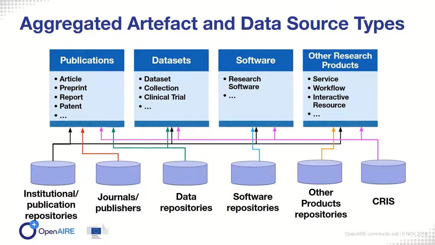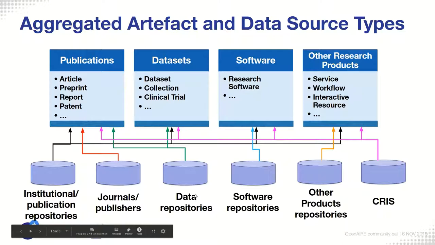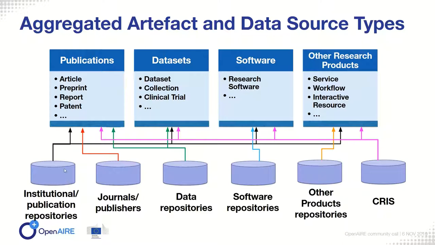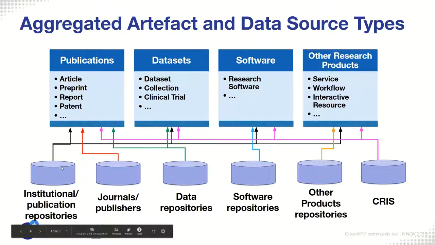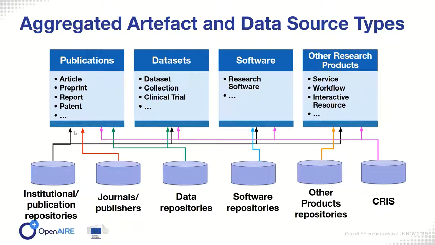And you see here a short overview about the connection of some institutional repositories. Institutional repositories provide information about publications, article preprints, also about data sets, also about software and so on. And these types will aggregate.